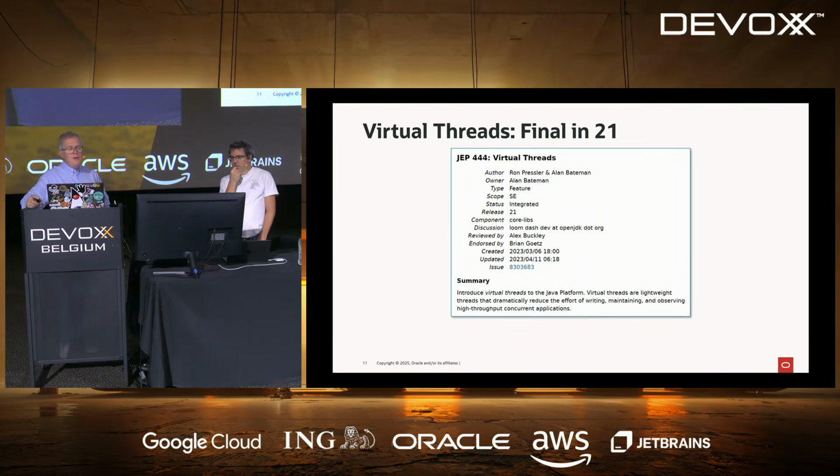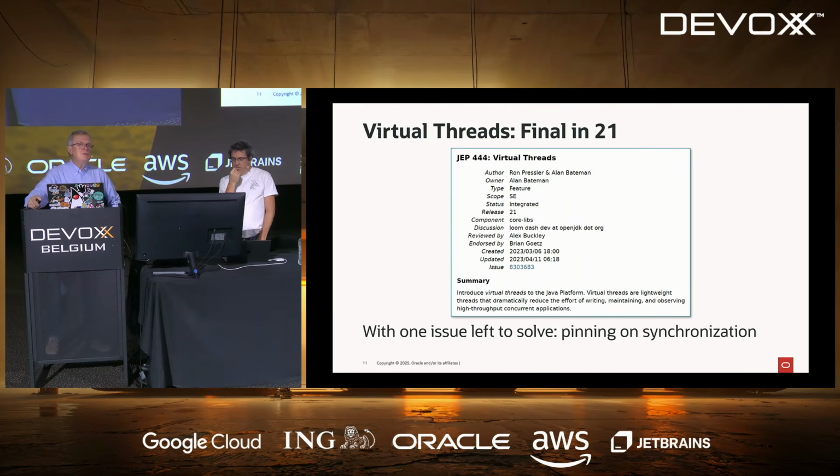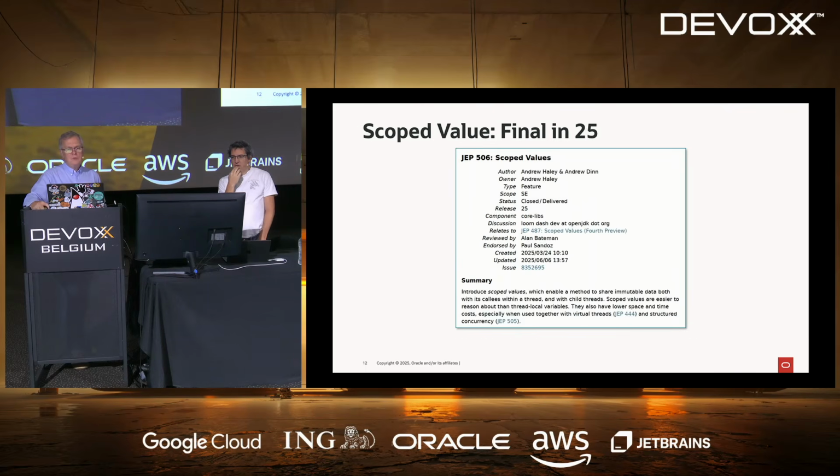They were made final in 21, but still with an issue: the fact that you have this pinning issue, and we're going to talk more about it in a minute. And as we said, it was solved in 24, so that's one big reason why you should move from 21 to 25 if you're using virtual threads. This is the fix that you now have in 25.